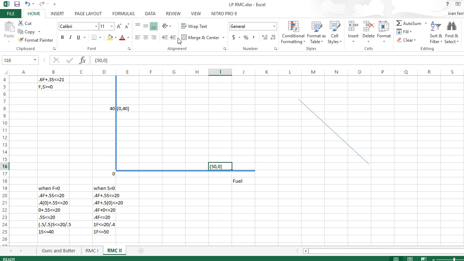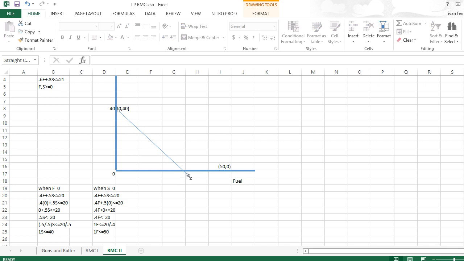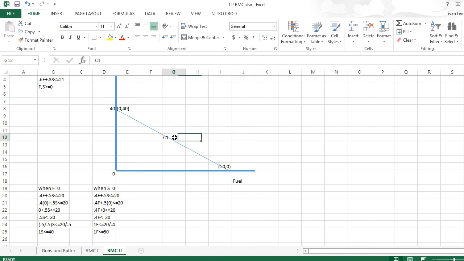So all you have to do now is connect these two dots, and there you go. That's your first constraint. Let me call it C1. What you're going to do is the same thing for the other two constraints.